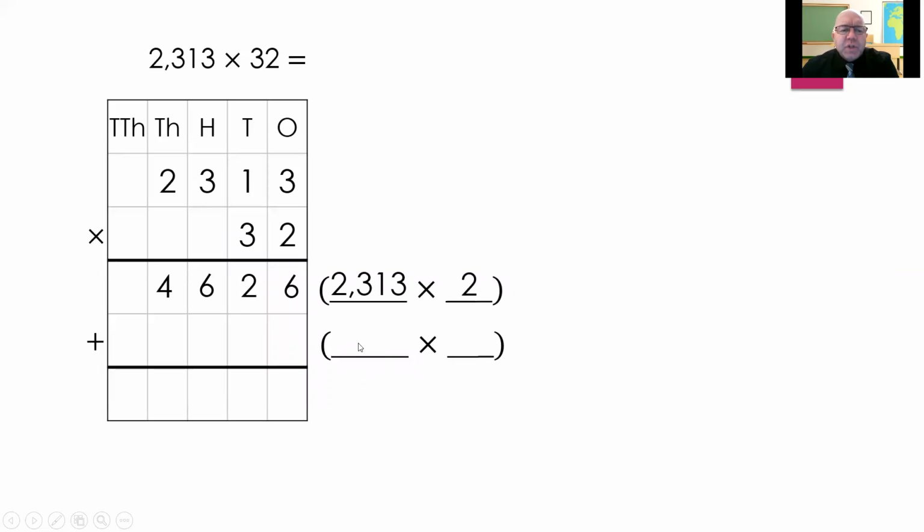Okay, then we move to the lower section here, and we're going to be dealing with the 3 here, which of course is 3 tens. So 2,313 times 30. And to make it easy for ourselves, we're going to put in that 0 placeholder. We've made our number 10 times bigger now, which means we can think of this as a 3 instead of a 30, because we've already made it 10 times bigger. So we'll start with 3 times 3, which is 9. 3 times 1 is 3. 3 times 3 is 9. And finally, 3 times 2 is 6. Okay, so that's the multiplication bit done.